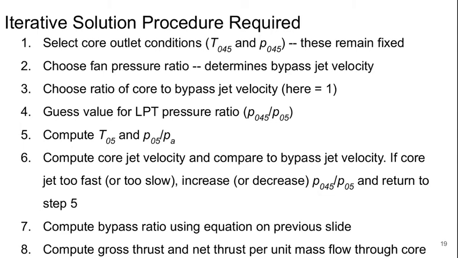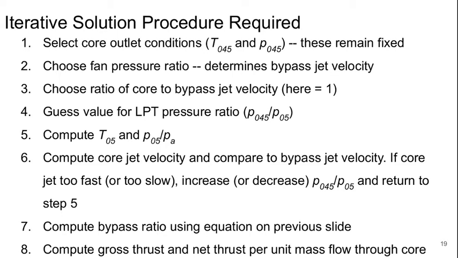To actually solve this and put it all together, we have to use an iterative procedure. We select our core outlet conditions, T045 and P045, and those don't change. Then we choose a fan pressure ratio, and that determines the bypass jet velocity. We then choose our ratio of core to bypass jet velocity, and here we're going to take that ratio to be 1. We'll then guess the value for the low pressure turbine pressure ratio, which is P045 over P05. Then we compute T05 and P05 over PA based on the efficiency of the low pressure turbine and its inlet conditions. And then we compute the core jet velocity and compare that to the bypass jet velocity.